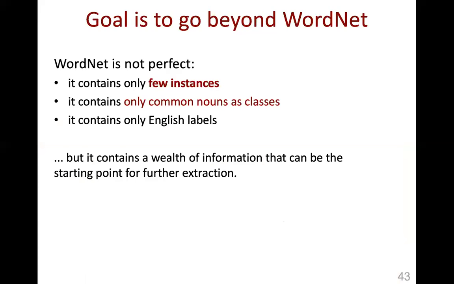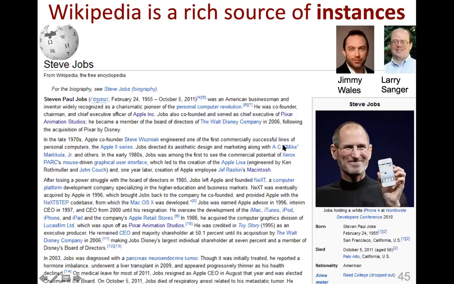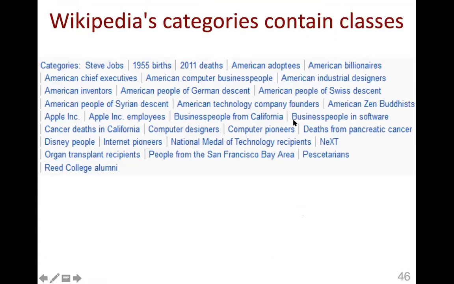It contains only few instances. It has only common US classes, and it contains only English labels. But let's say if you want to deal with another language, or with more specific industries, then there are many more avenues of improvement for us. So we have a scope of goal, and we have some Wikipedia-centric methods. Wikipedia is another database that has lots of instances because it's newer and people keep adding new entities to Wikipedia, right?